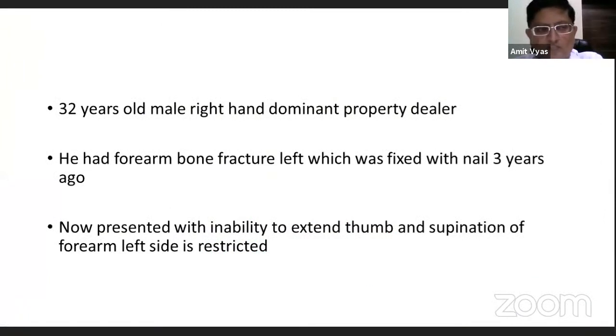So this 32-year-old male, he's right hand dominant. He's a property dealer by occupation. He had a forearm bone fracture on the left side, which was fixed with a nail 3 years ago. Now he presented with inability to extend his thumb and supination of the forearm is restricted.